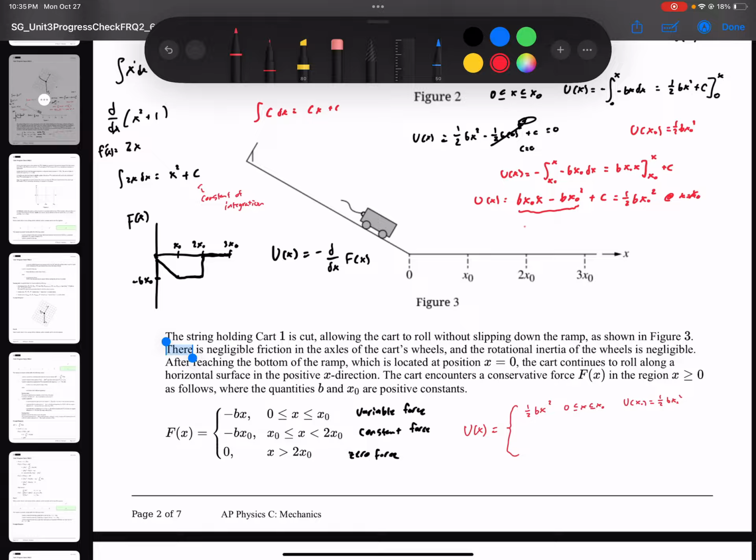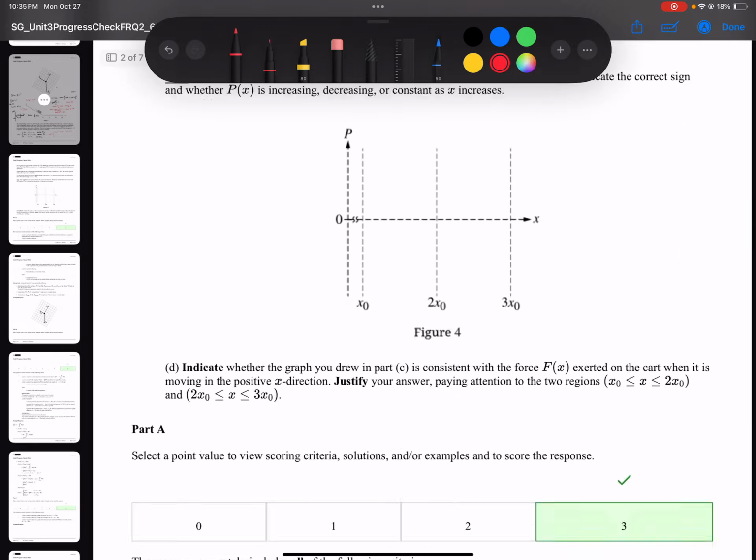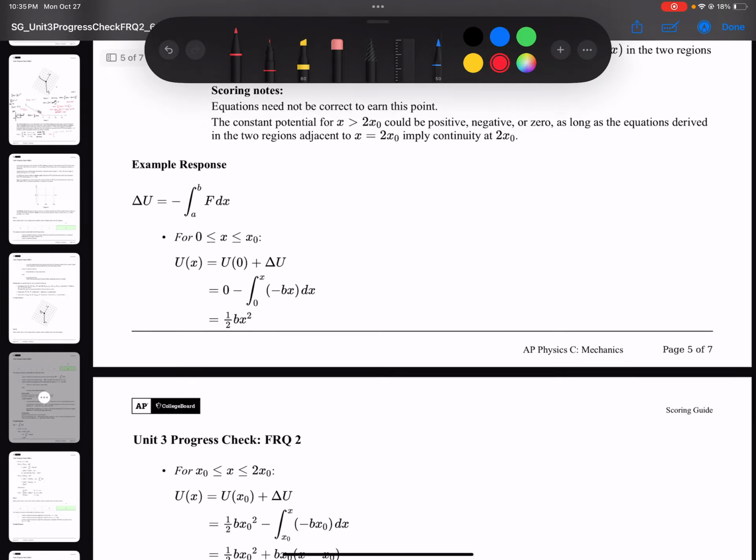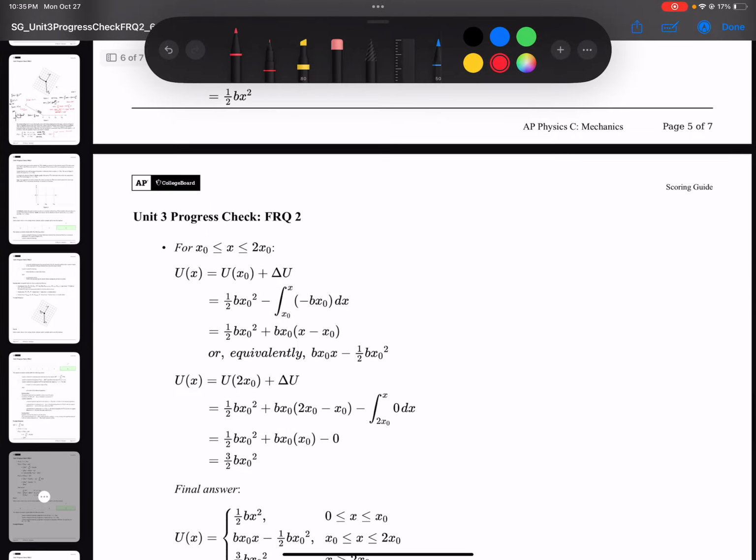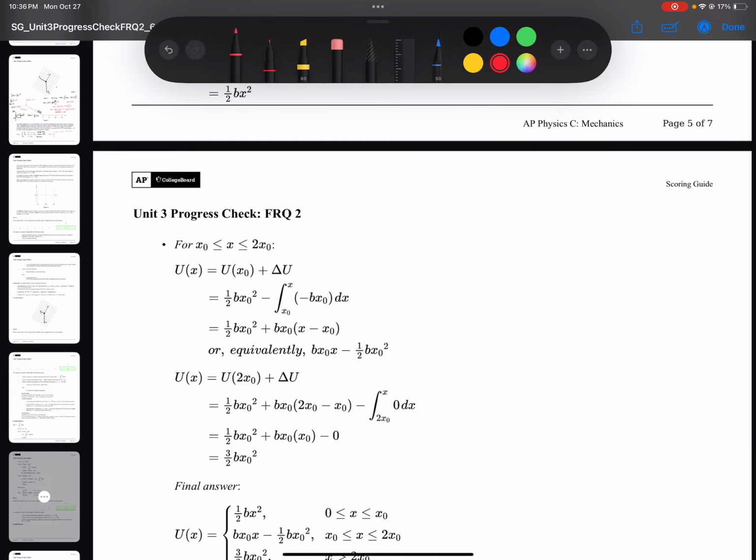So then when x equals x naught, I have b x naught times x naught. That's bx naught squared. To have bx naught squared minus bx naught squared, right, and then plus c. So then this is just 0. And then my c has to equal 1/2 bx naught squared. And it's basically the same thing they have over here, right? But it's just kind of explaining it in the context of the constant of integration, right?